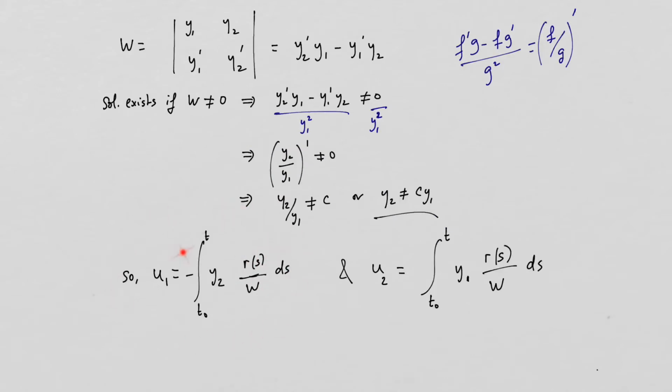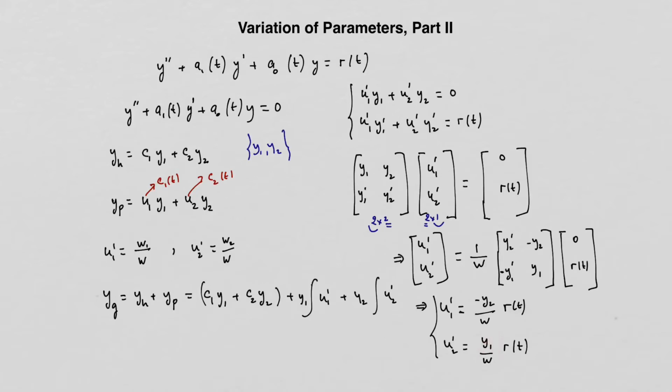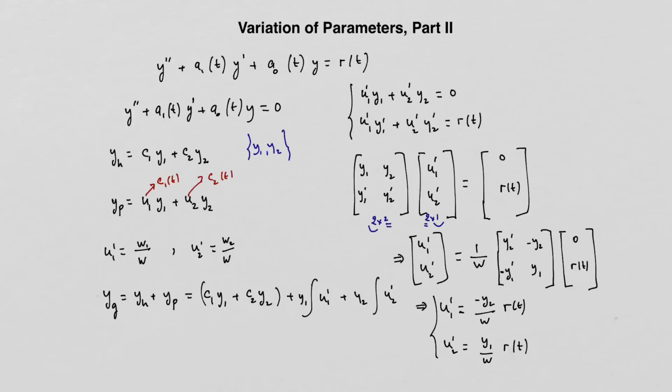Now, this does not mean you'll be able to compute this integral, but we know it exists. This is how you find it. This is given. This is found from the homogeneous. The only thing you need to do is find W, which is the determinant of the matrix, and integrate. The same thing for u2. They look very similar, except that this one has negative y2, and this one has y1. So you write the integral of y1 r of s over W ds, t0 to t, and this is your u2, and hence, we know the solution.